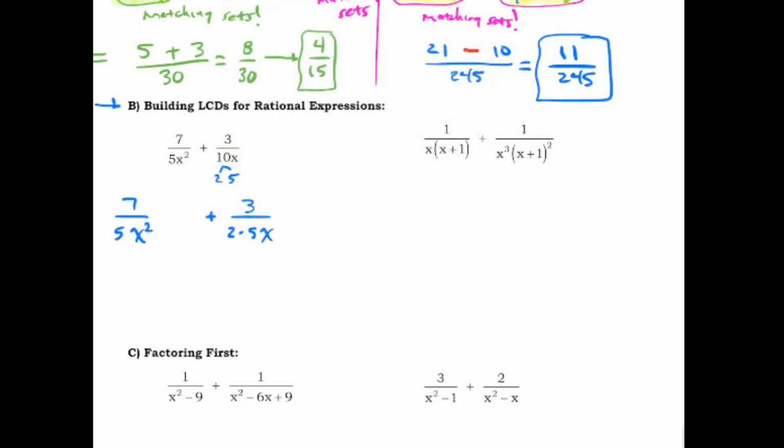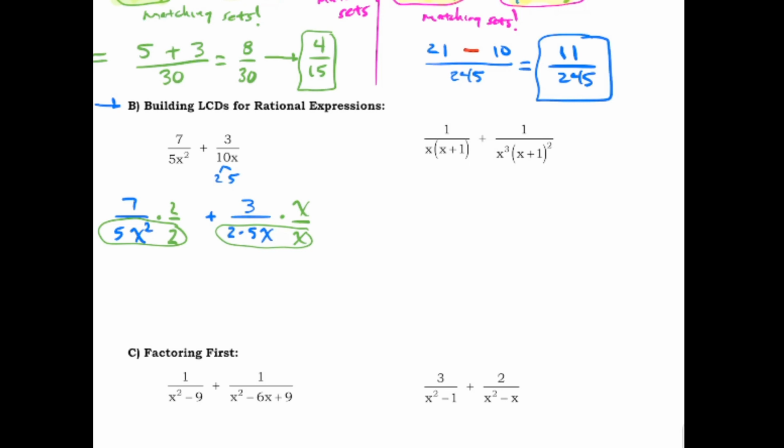Now it's about the like, or not the like terms, but the matching sets. I need to make sure that this and this look the same. Right now they really don't. For one thing, this is going to need a 2. There. Now I've got a 2, a 5, and an x squared. I've got a 2, a 5, and it's just an x. I need that to be an x squared, so I'm going to have to multiply by another x. Okay, so that's kind of how you play the game to get the matching sets.